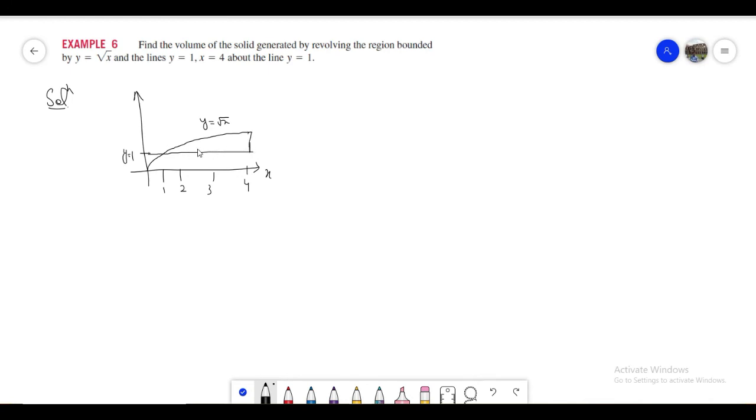So basically we have to find this area while rotating along the line y equals 1. If we rotate this curve, we will have this one. So we have the area like this solid. All together we have this area.